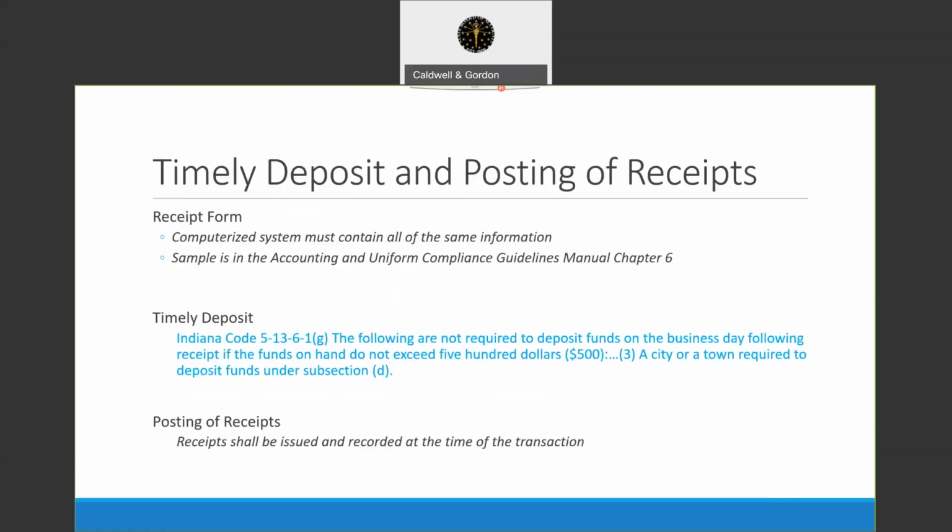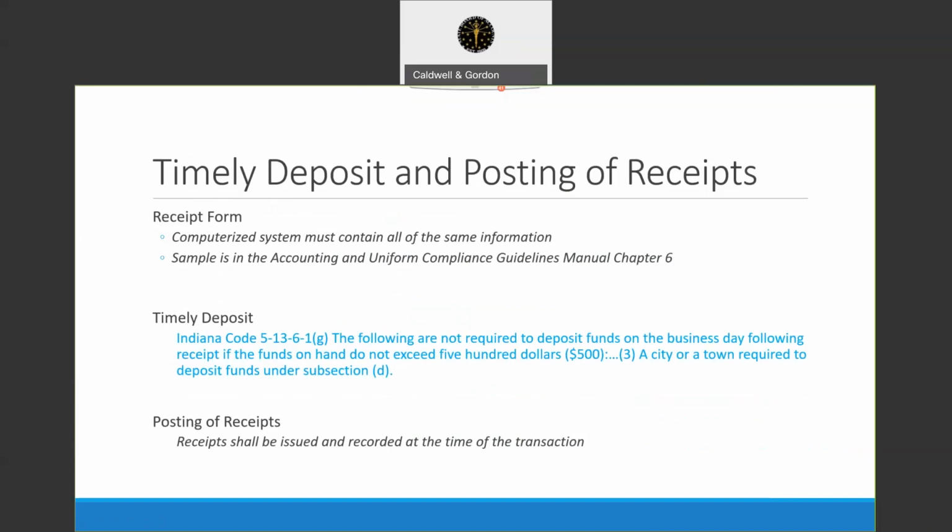Once you take office, you will immediately be responsible for the timely deposit and posting of receipts. We will do more training on this in January, but we just want you to be able to get started now. You'll want to familiarize yourself with the processes used by your city or town to collect revenue.